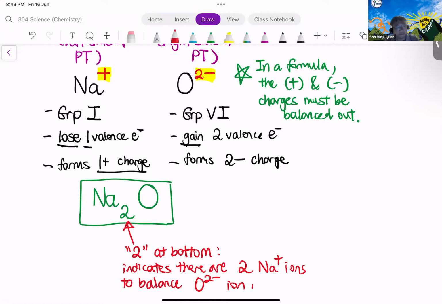Can? So, important, you need to have some patience. Do not just rush into writing out the formula. I think the mistake that many of you also make is that you assume immediately there must always be 1 sodium and 1 oxide ion. That is not the case. All right? The way to deduce the formula is always to write out the positive and negative charges of each ion. And you do so by looking at the group number of the ions.